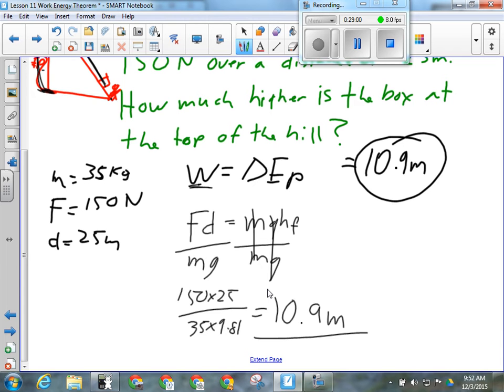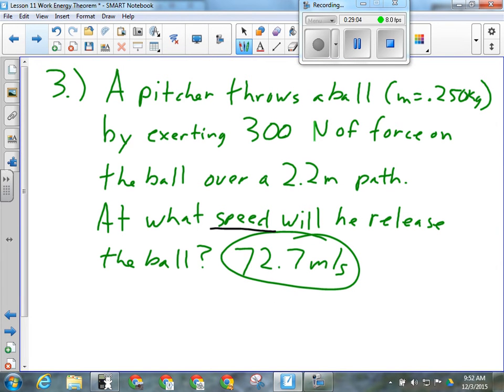Okay, I think I have maybe one more or not. Yeah, I do. Okay, there's one more here. Try this one, trying to figure out how fast the baseball is moving after this pitcher throws it. All right, if you throw a ball, what kind of energy are you changing about the ball? You're changing its kinetic energy.